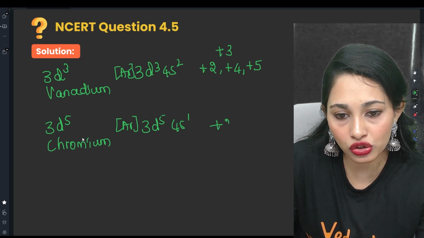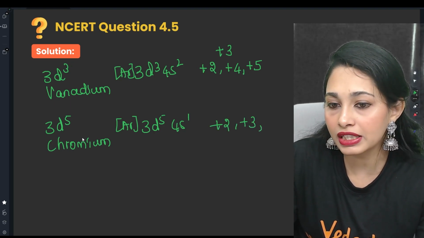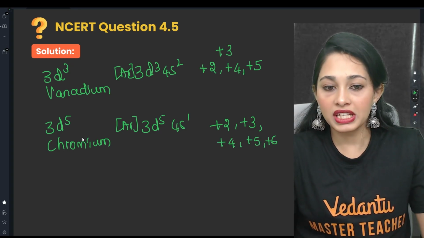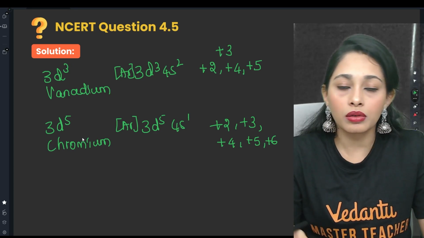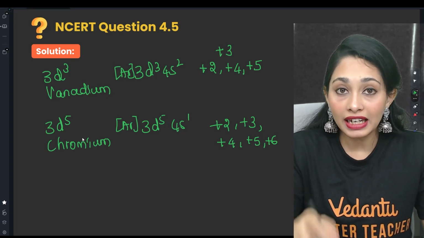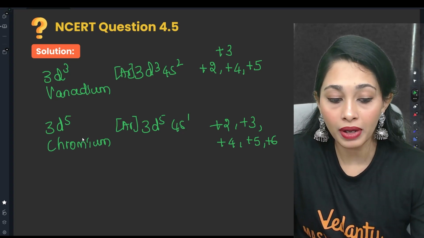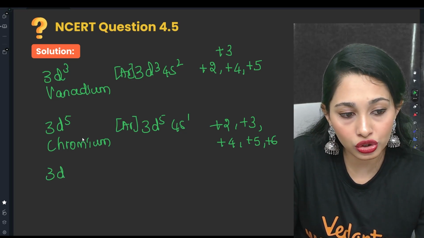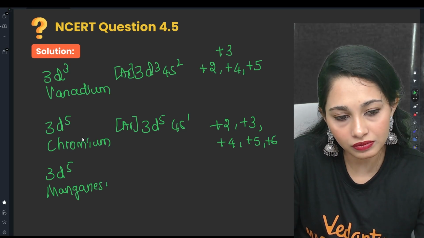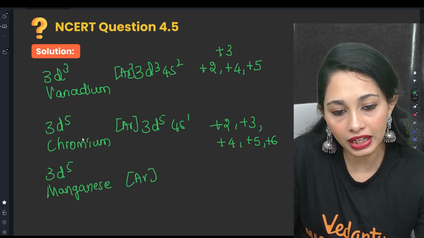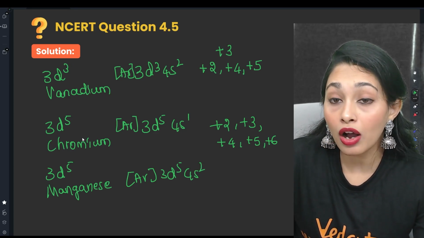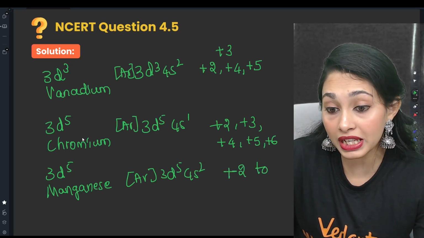So what will be the stable oxidation states in case of chromium? It is going to be +2, +3, +4, +5 as well as +6. So +6 when we remove all the electrons from 4s and 3d orbital. 3d5 is not only shown by chromium, but manganese also shows 3d5 electronic configuration. Manganese: argon 3d5 4s2. So manganese shows oxidation states from +2 to +7.